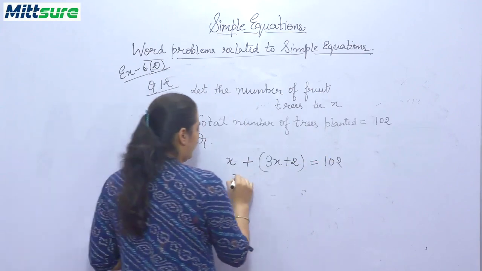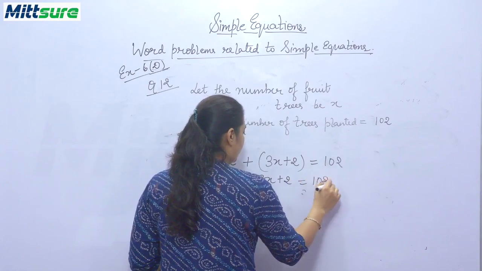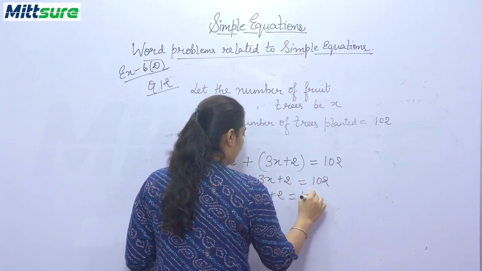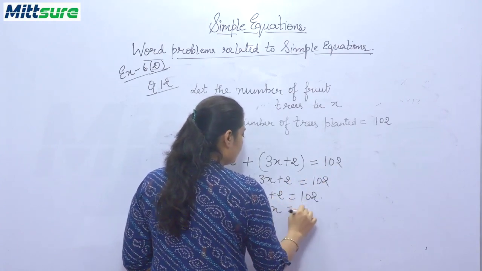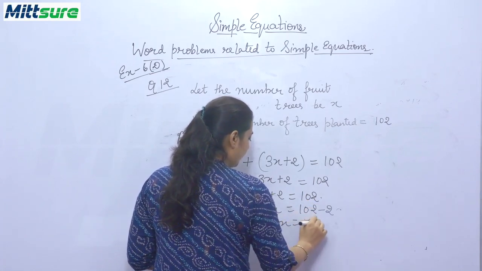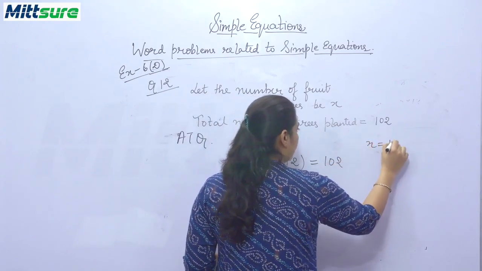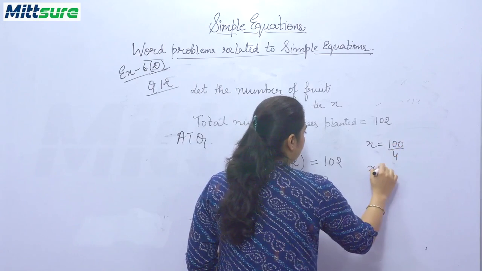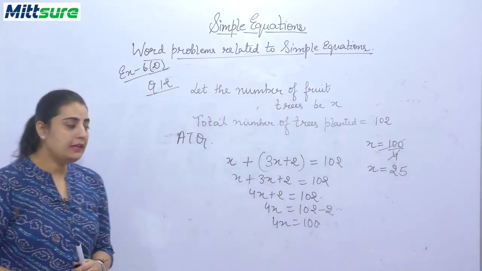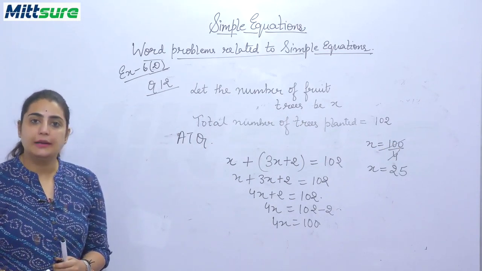Now let us solve that. x plus 3x plus 2 equals 102. Right? 4x plus 2 equals 102. 4x equals 102 minus 2. 4x equals 100. So x is equal to 100 upon 4. That is, the value of x comes to be 25. Fine. That means the fruit trees that were planted in the village were 25 in number.